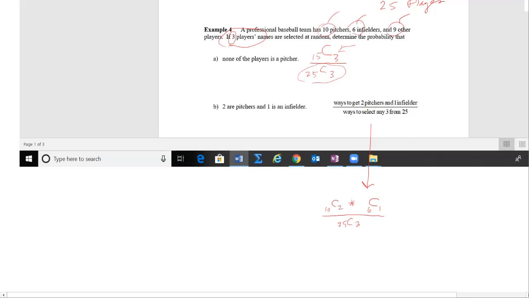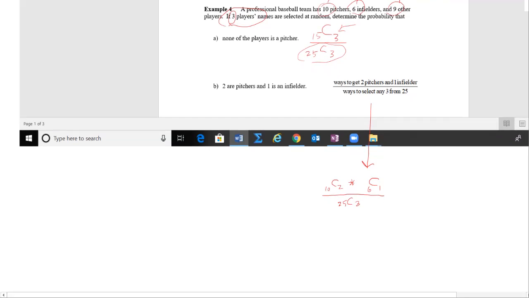I'm not going to go through that detail. The next one, 2 pitchers and an infielder. So we can use our multiplication property to find the number of ways to pick the 2 pitchers and multiply by the number of ways to get the infielder. That gives us the number of ways to do both of those things. So this would be our answer.